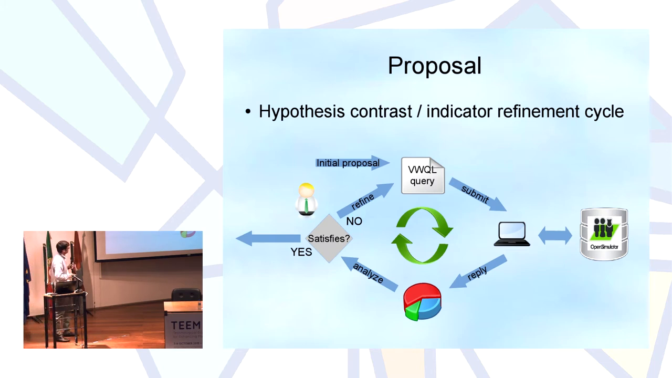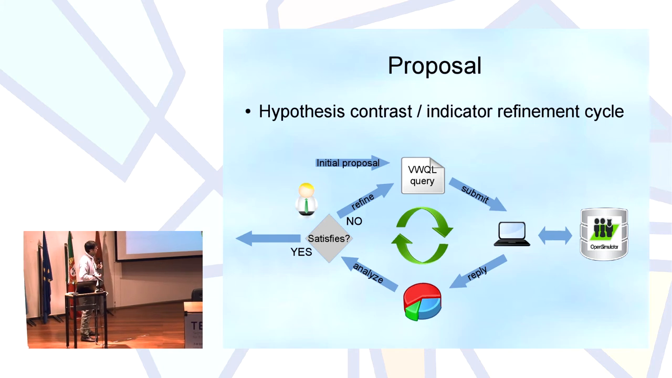Then this is interesting, a proposal we have in the paper: simplifying the process I showed before also makes it much easier to create a refinement process to get the indicators.